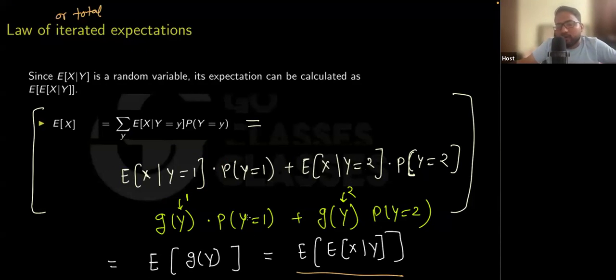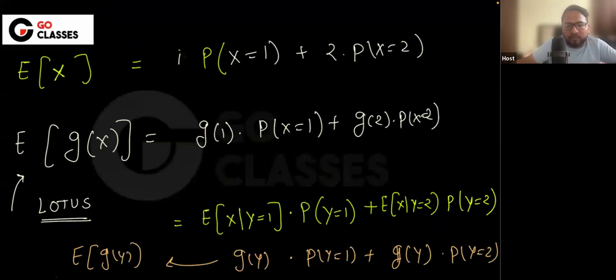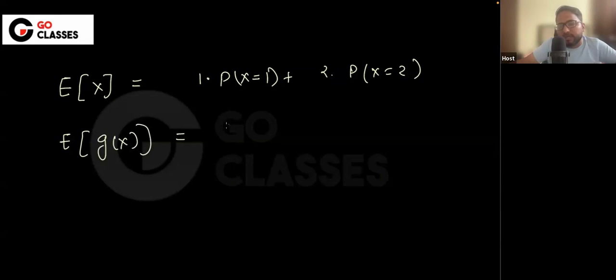Now let me ask you about something. Let's suppose you are writing expectation of anything, maybe expectation of x only. Then you are saying this is x being 1 into probability of x being 1, plus 2 into probability of x being 2. If you're writing expectation of any function of a random variable, then you will say it will be basically this.